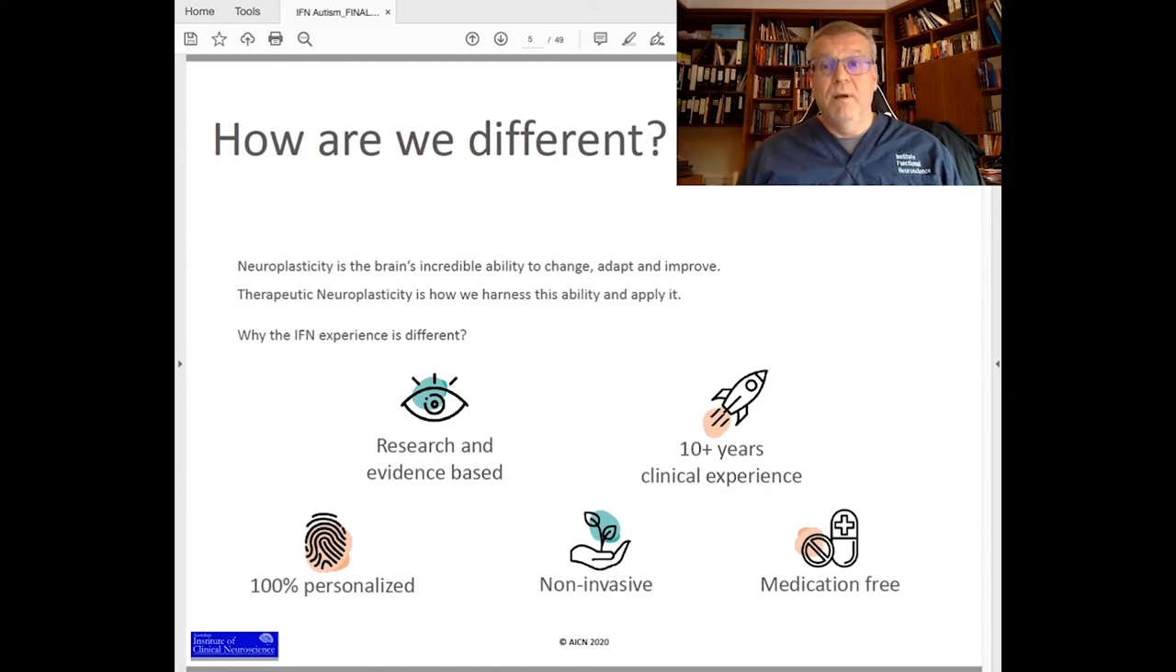It's beautifully non-invasive, so we don't have to give you drugs, we don't have to do surgery or inject anything inside you, but we can work in conjunction with drugs or with other treatments or other therapies that you may be having at the same time. And so we're totally medication-free, as I mentioned before. So we have a few very good, positive attributes that we hope will be able to help you in any way that we can.